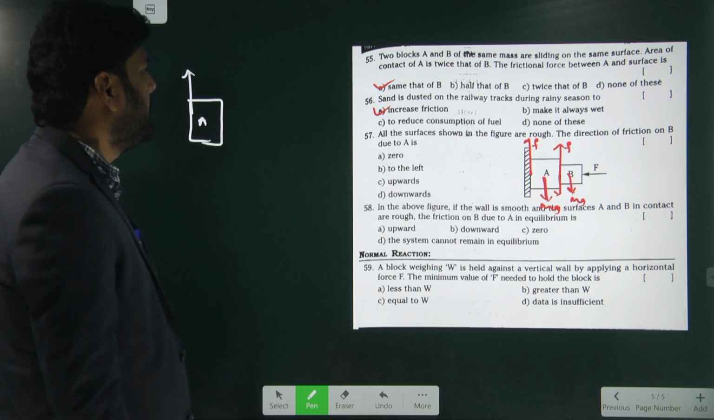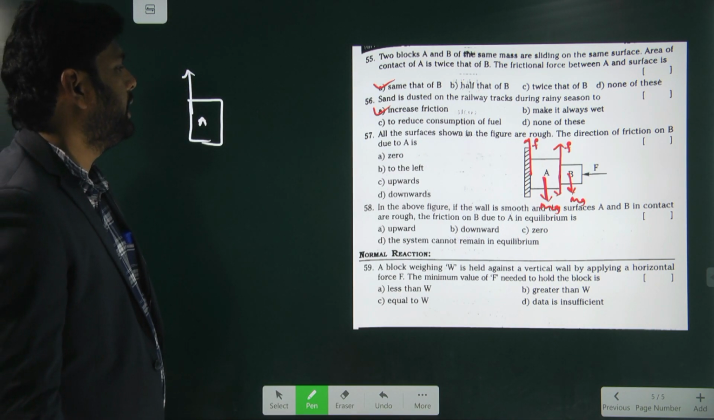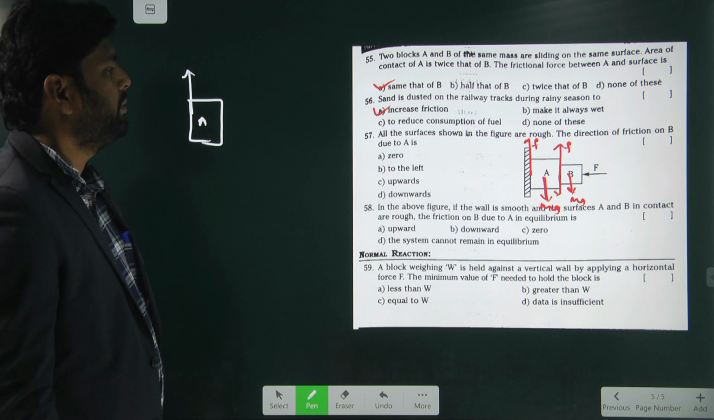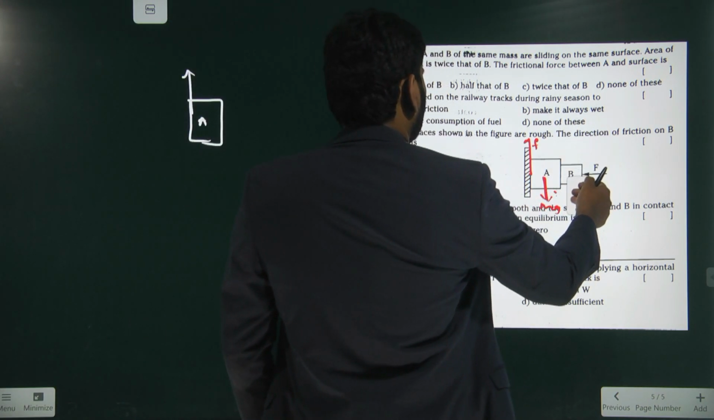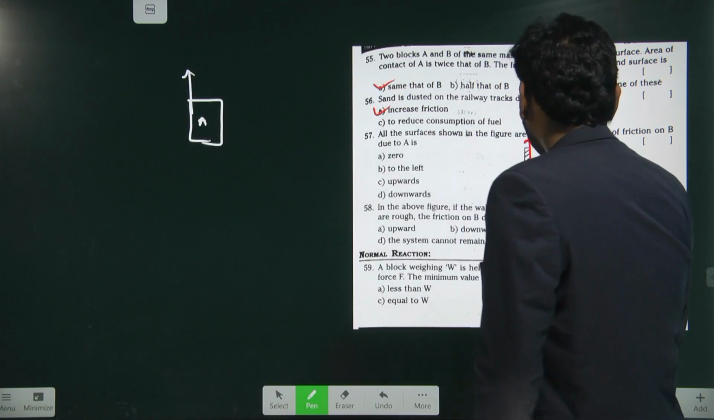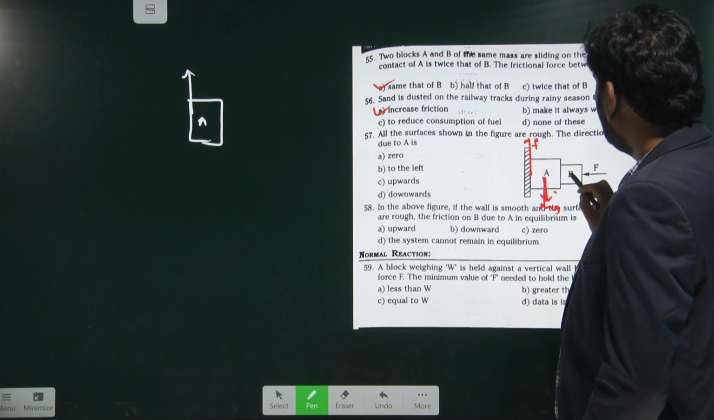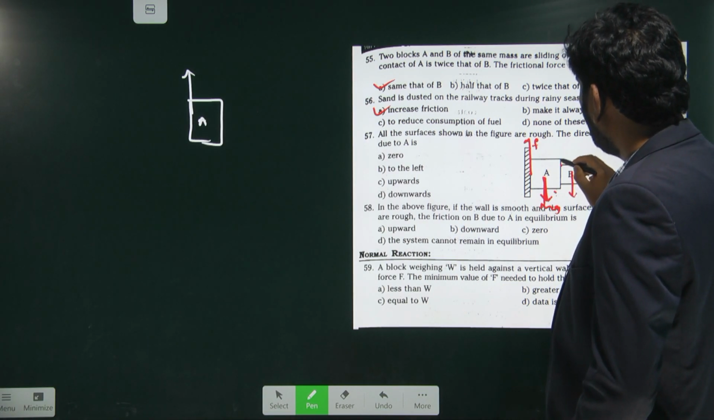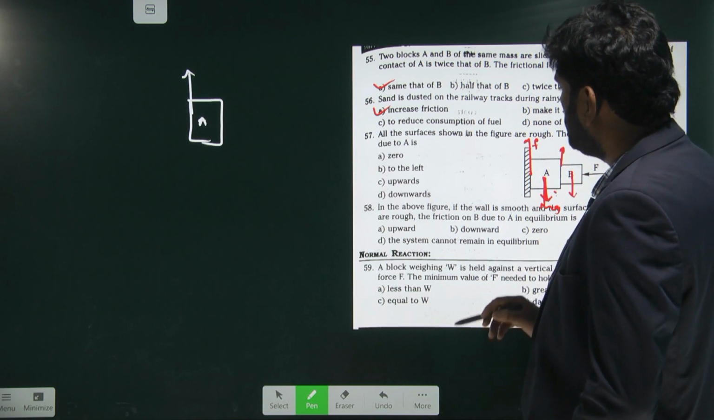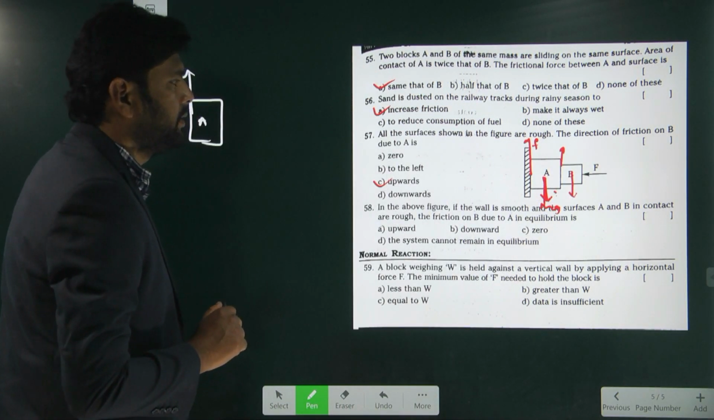So here, what is the question? The direction of friction on B due to A. It is trying to move downward, it is trying to move faster. When it is trying to move faster, friction opposes in the upward direction. So your answer is option C.